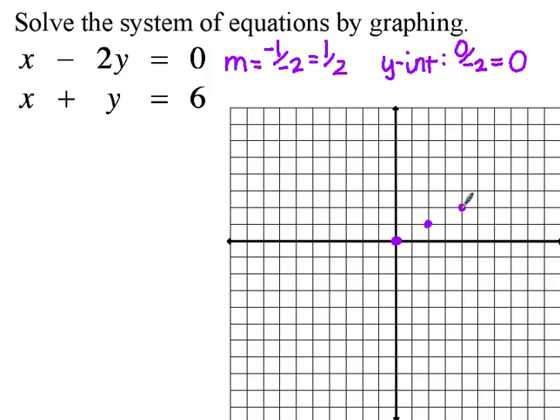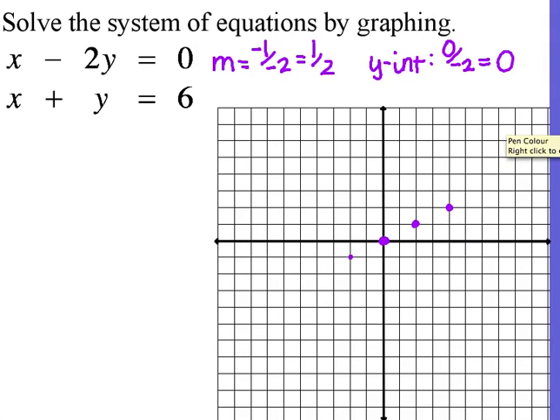Now, once again, for those of you, let's look at the previous slide. I could have gone down 1 and to the left 2, and I would have still been okay. So let's go ahead and draw our line through there.